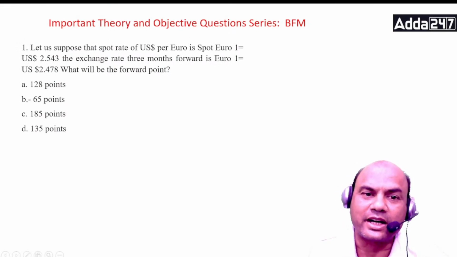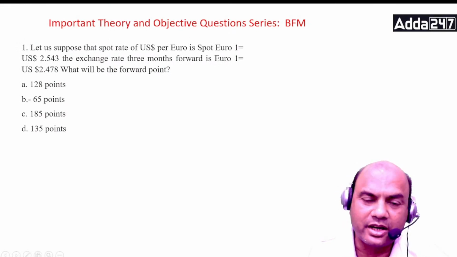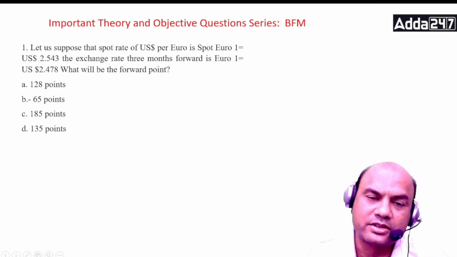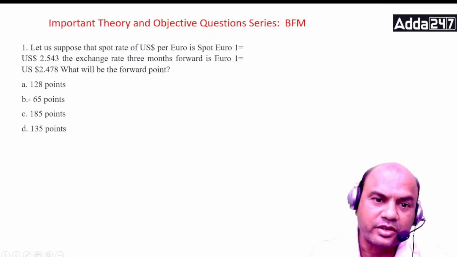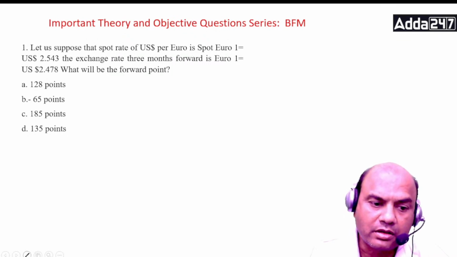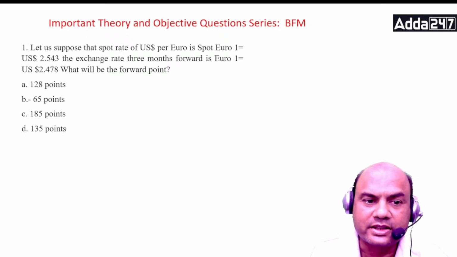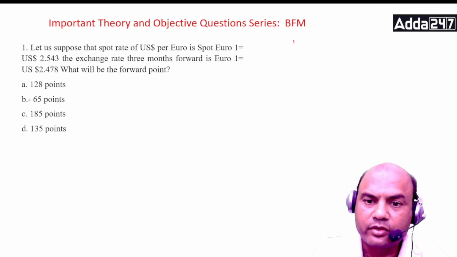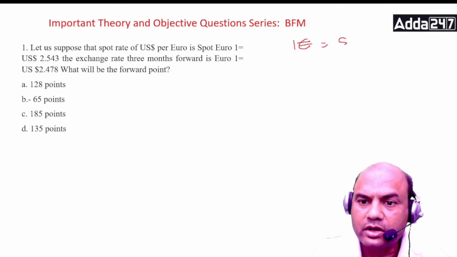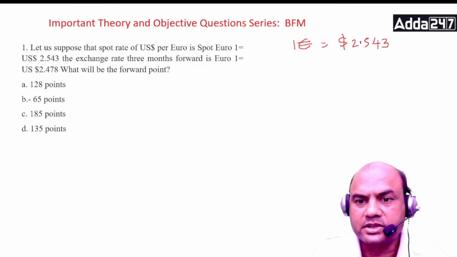So today we'll be starting with some numericals, and then we'll be moving on towards the objective questions. So let us suppose the spot rate of US dollar per euro is spot euro equals USD 2.543. It means 1 euro equals dollar 2.543.